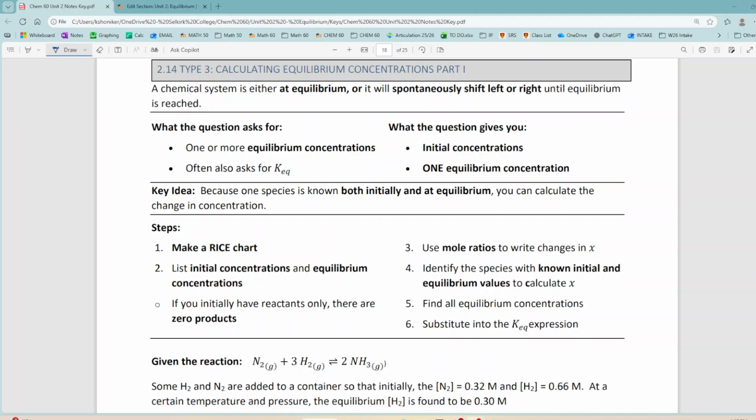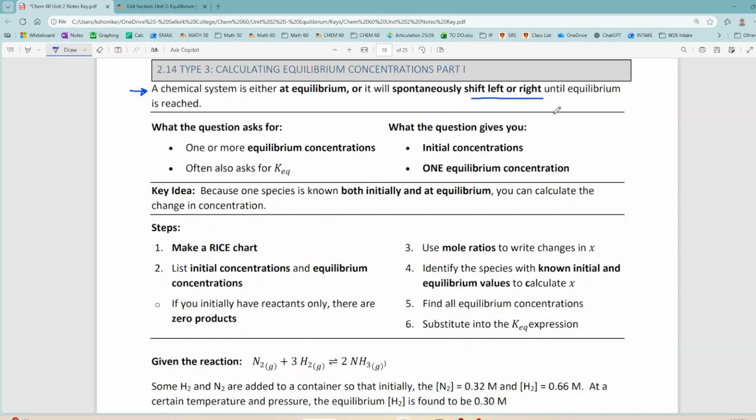All right, type 3. We're going to up it just a touch. So what we're going to do in type 3 and type 4 is calculate the equilibrium concentrations. So we know that a chemical system is either at equilibrium or it's going to shift left or right to reach equilibrium. That's what we talked about in type 2. So if your trial KEQ is not equal to KEQ, then your reaction will shift left or right until you get to that KEQ value.